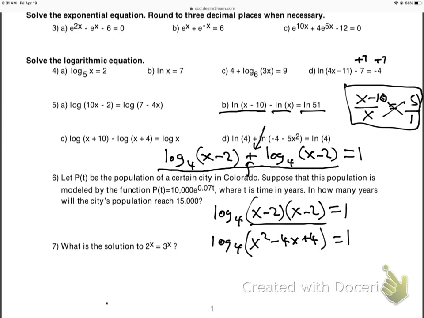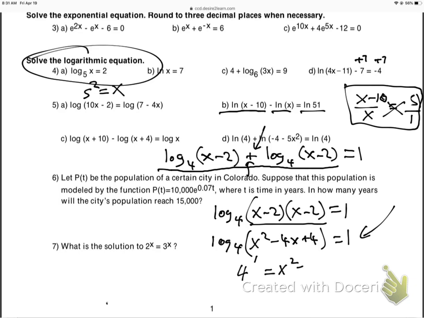Now, you see here, there's no log on this side. It's not the word log, it's an actual number. So I actually have to go back and look at some of these and change from log to exponential. So just like this became 5 squared equals x, this becomes 4 with an exponent of 1 equals x squared minus 4x plus 4. Now, 4 to the power 1 is just 4. Of course, if it was to the power 2, that would be 16.